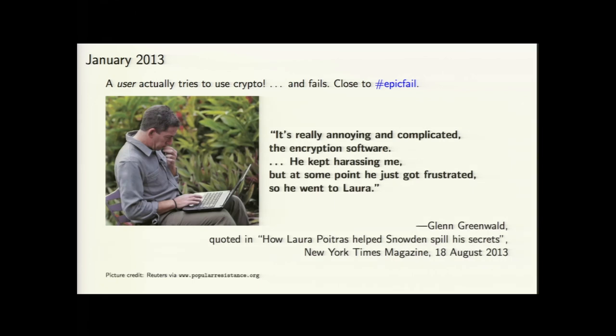Glenn Greenwald was trying to install PGP. He found it so annoying and complicated that Snowden gave up on contacting Greenwald and contacted Laura instead. So, okay, now eventually Glenn got back into the game, but this is an example of how unusable today's high security cryptographic solutions are. So maybe let me propose a New Year's resolution for 2014. How about some high security cryptographic software that's so easy to use a journalist can use it?